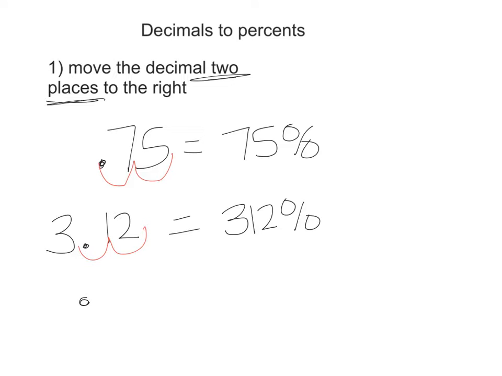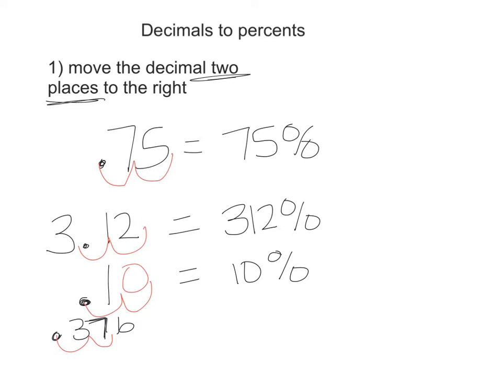And just a reminder that if I only have one spot behind the decimal, I still move it twice, and I add in my 0. So .1 is the same thing as 10%. If I have more than 2 digits, I still only move it 2 spots to the right. So 376 thousandths is the same thing as 37 and 6/10%.